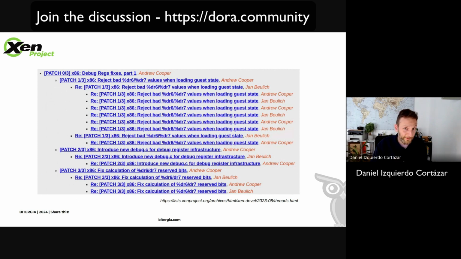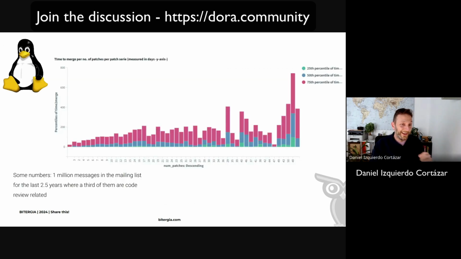I'll go quicker because we are now 20 minutes after the hour. This is an example for the Linux kernel, where they are dealing a bit better with all of this. In terms of the size of the numbers from a quantitative approach, we have 1 million messages that were part of this whole process. A third of them were about discussing code review.